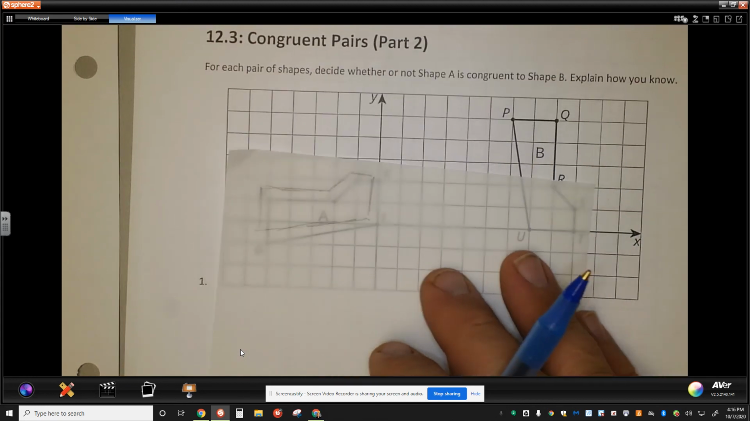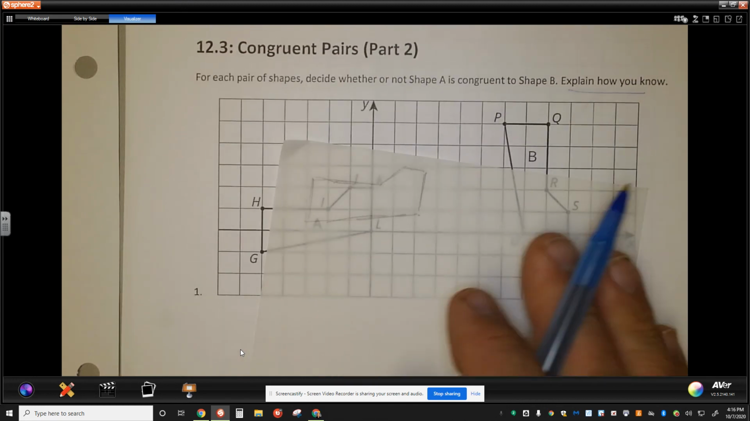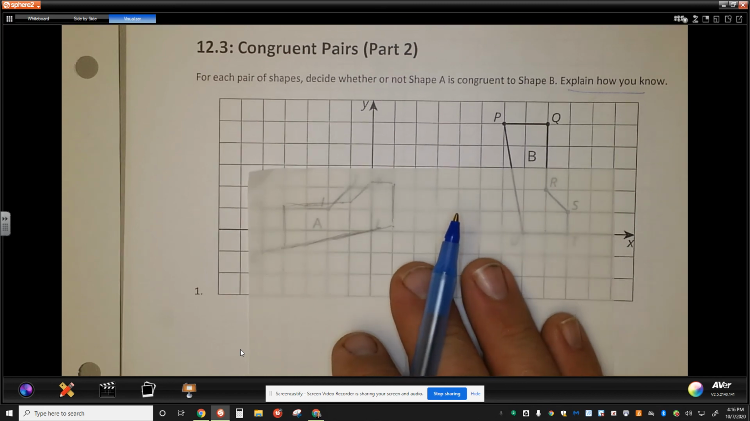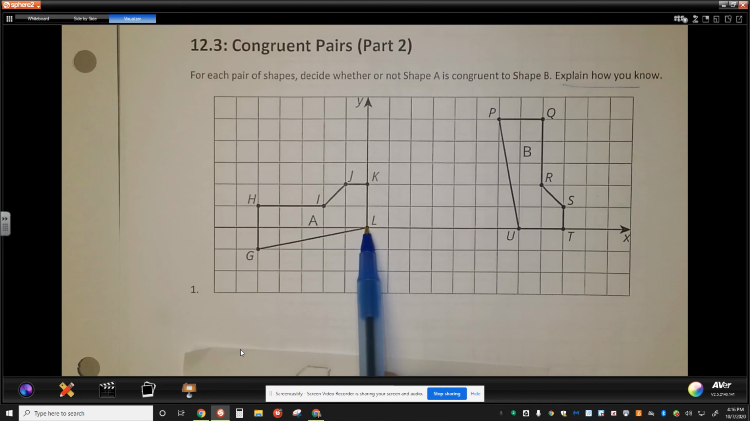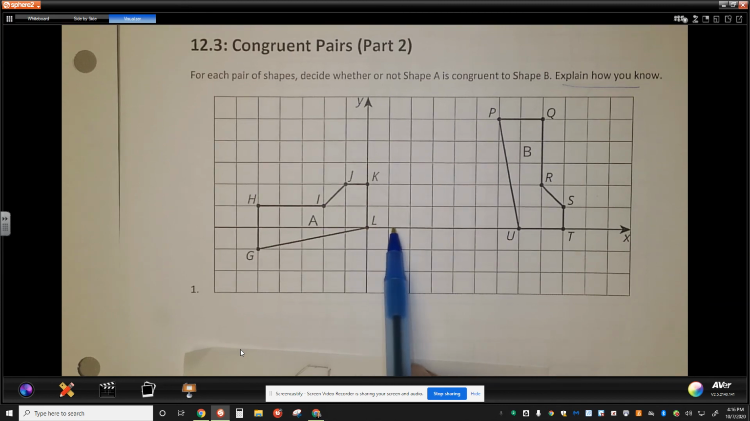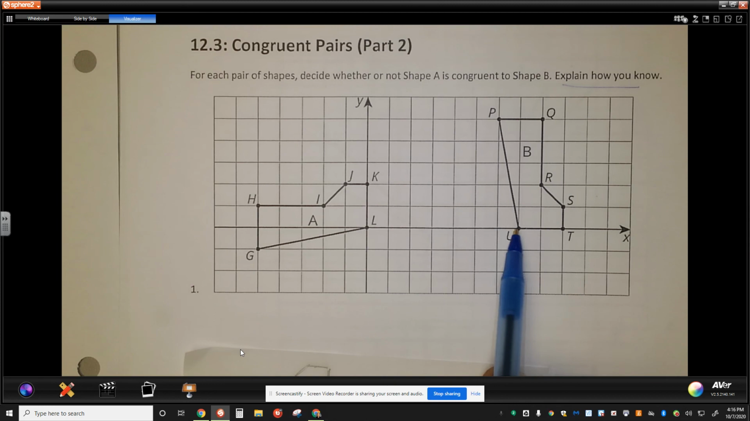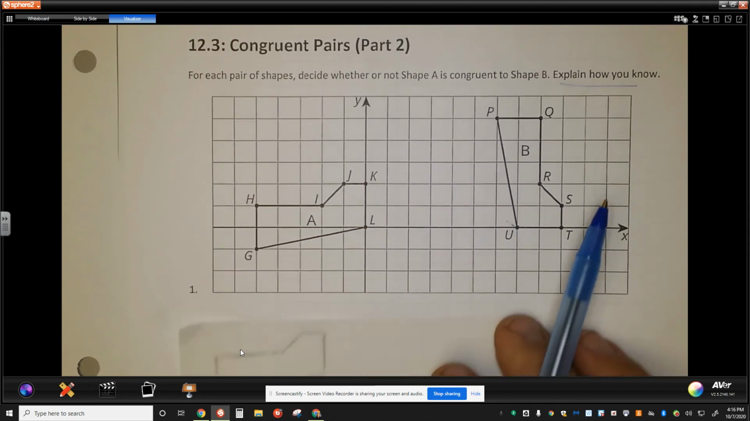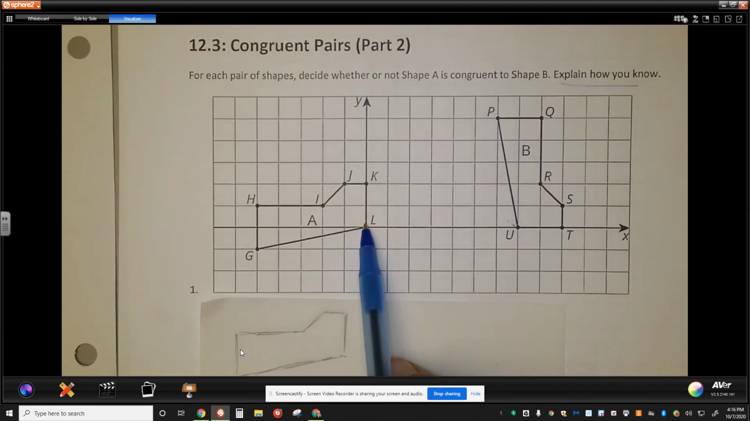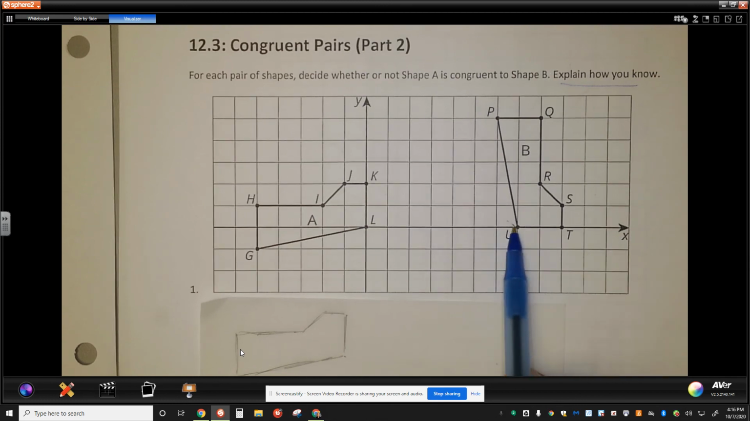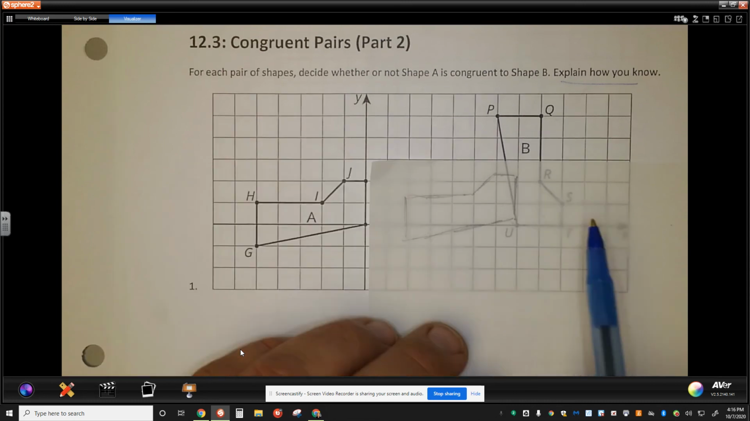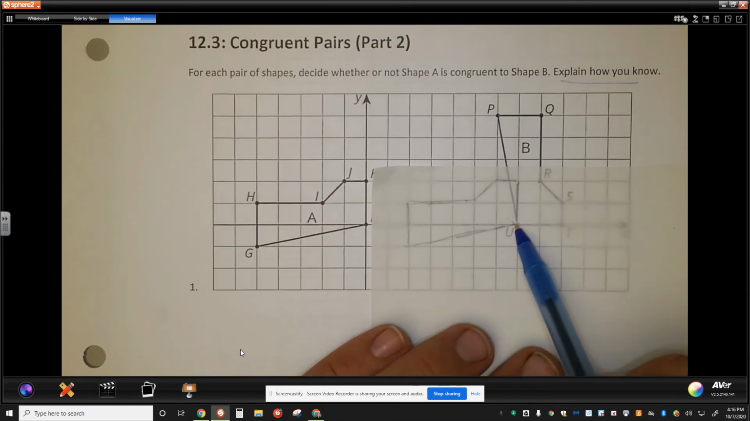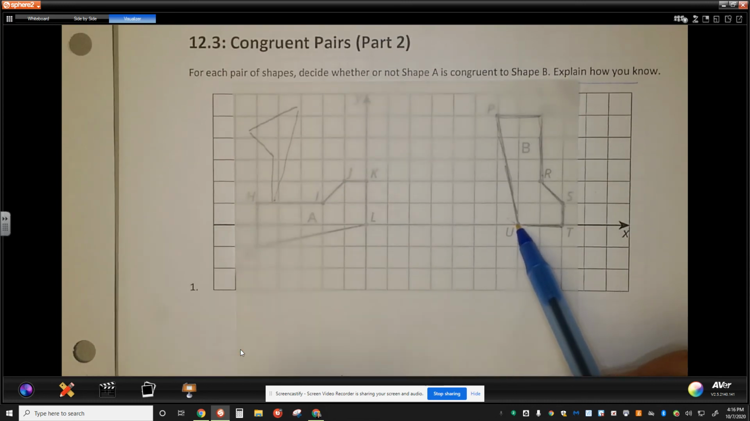But since I'm making that claim, I have to explain how I know that this shape is congruent to the other. What I would do with this one is take my figure and translate from point L to point U. Those two points have correspondence. And then I would rotate. I see that this corresponding side, LK and UT, are corresponding. Since I see this side is vertical, this side is horizontal, that tells me there's a 90-degree rotation clockwise.